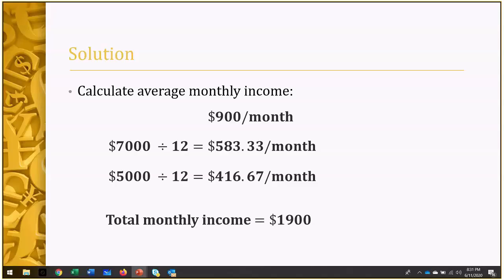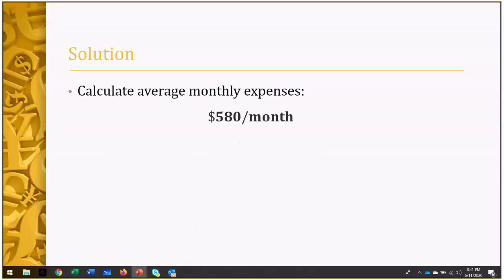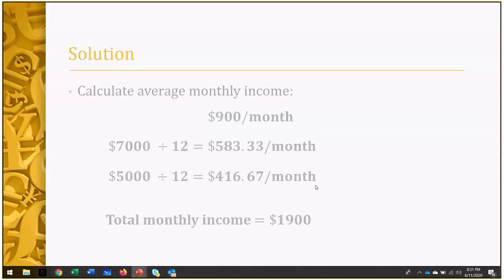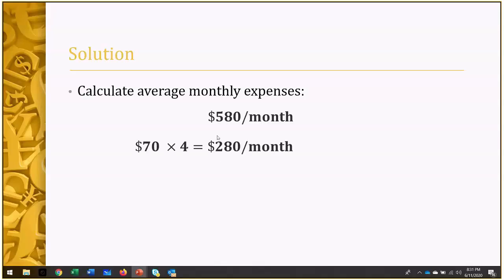And then I'm going to put that aside. Then I'm going to do the same thing for my monthly expenses. So the $580 was already given as a monthly amount. The groceries, let me go back here for 1 second. The groceries were given as $70 per week. Since they say to assume that there's 4 weeks in a month, we need to change this to a monthly amount by multiplying it by 4. So I did 70 times 4. That gave me the amount that they spend on groceries per month.